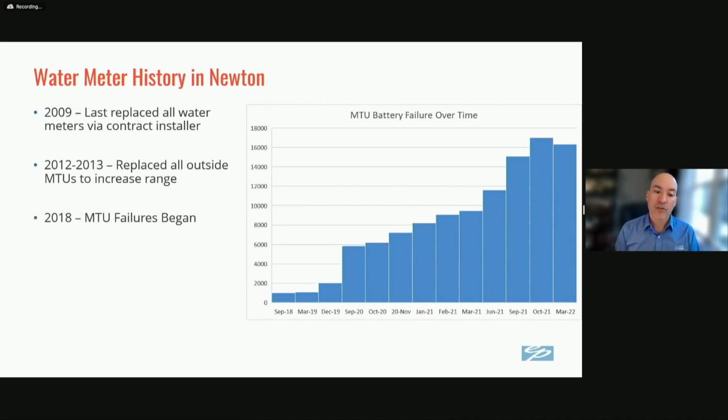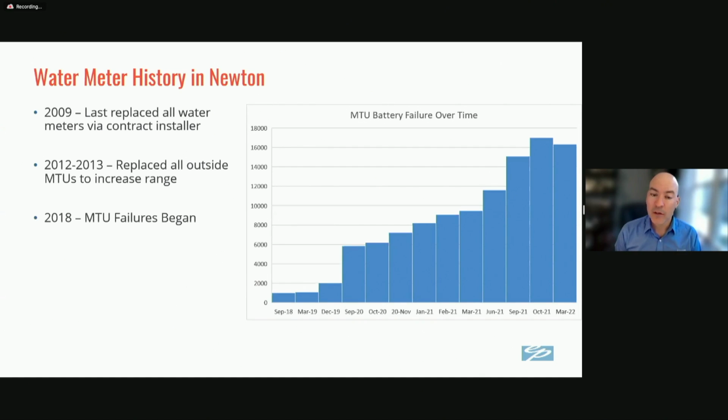So you can tell by this graph here that starting in September 2018, we had about 1,000 meters or so, or MTUs, failing. And over the last year, especially, we're almost a year to the day of March 21st, that we're getting close to 9,000 meters that have MTU failures. Now, this March, we're up to just over 16,000 MTU failures.